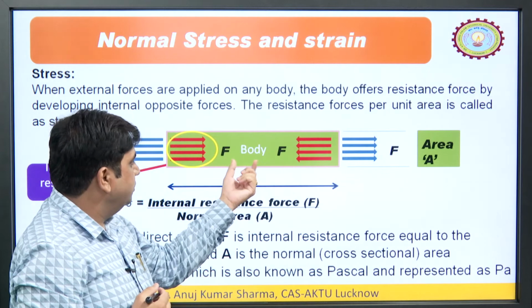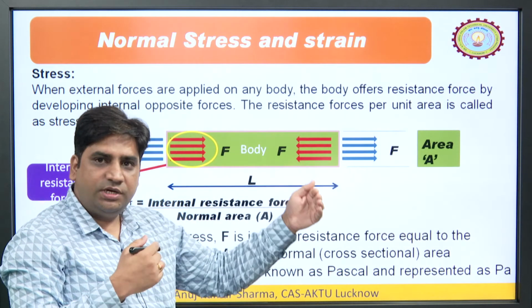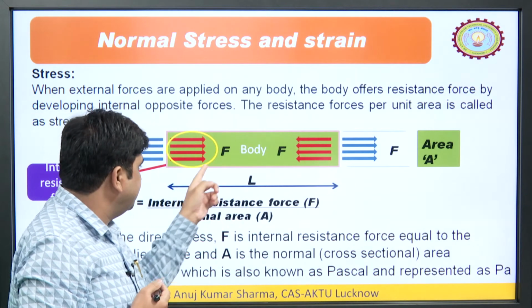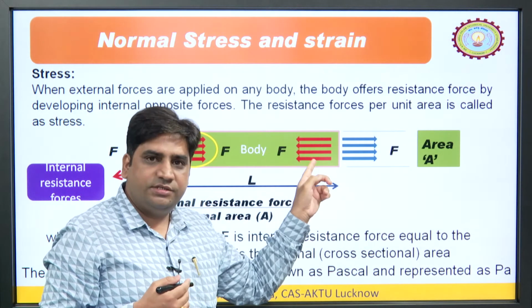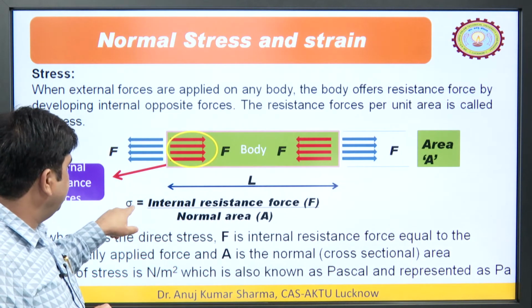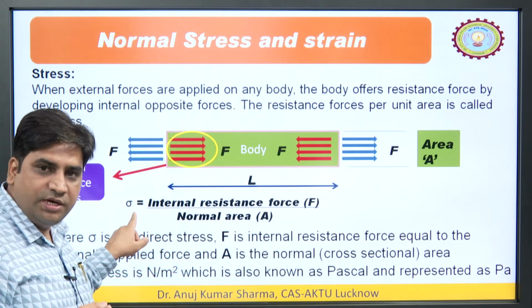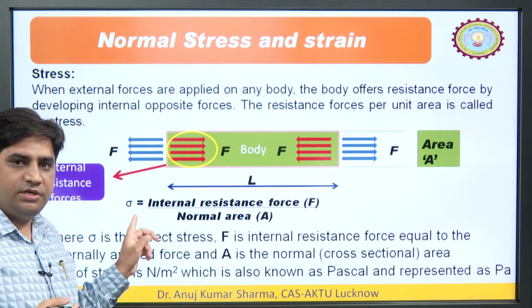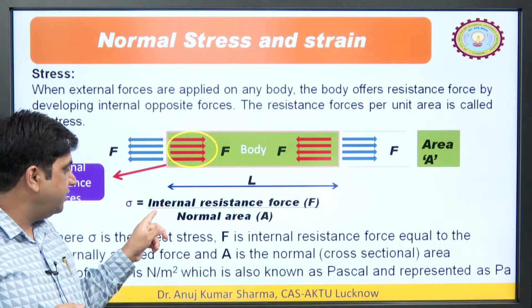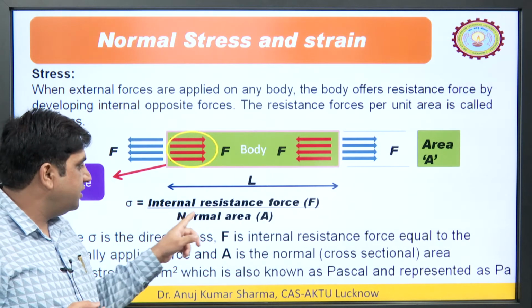So, these forces are trying to resist the elongation in the object. These stresses are known as the direct stresses or simple stresses. It is generally represented by sigma, the symbol by which stresses are shown. Mathematically, it can be defined as internal resistance force.